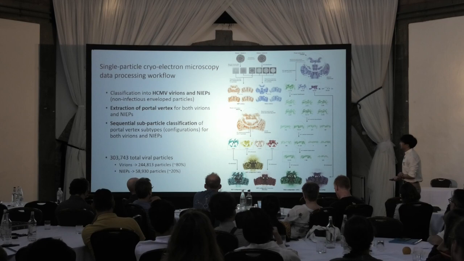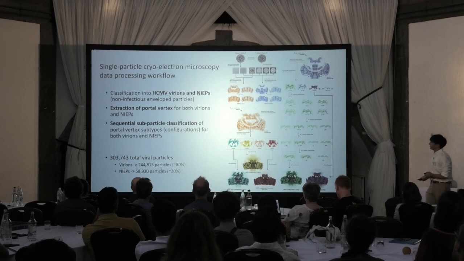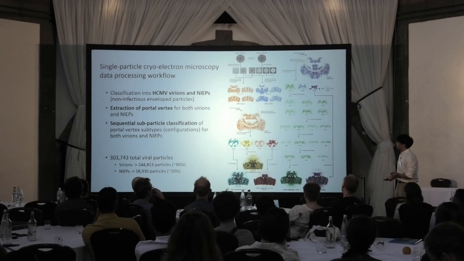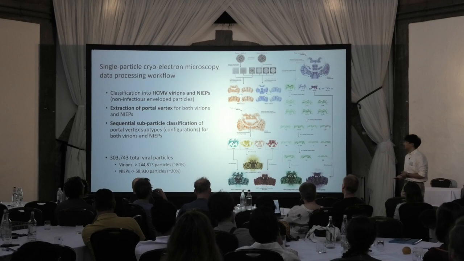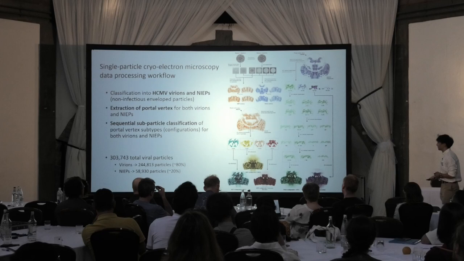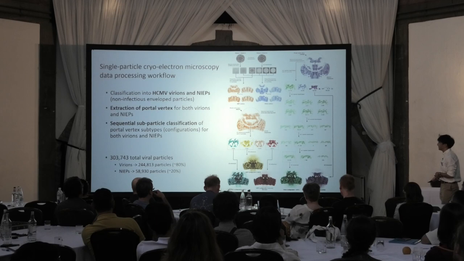Next, we turn to single-particle cryo-EM, and for the sake of time, I won't go in depth into how we resolved all of these structures that I will show you next. But suffice it to say, we have this pretty convoluted workflow where first we classified our particles into HCMV virions and NIEPs. Then we did symmetry relaxation to extract the portal vertex for virions and NIEPs. And then we had subsequent sequential steps of subparticle classification in which we were finally able to extract these five different configurations of this portal-associated tegument complex.